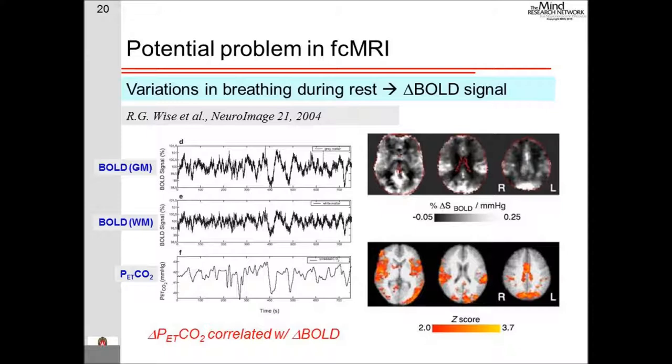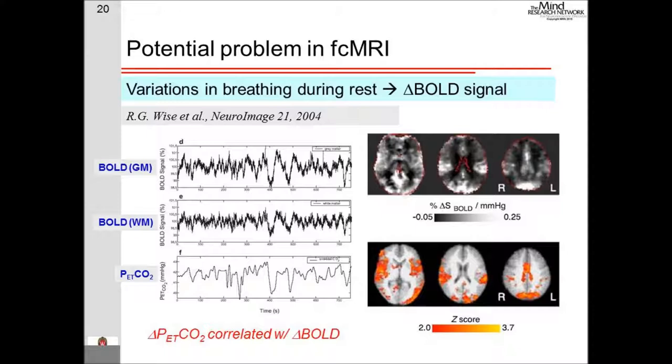This is actually some data from an earlier study from Richard Wise, where he looked at changes in end-tidal CO2. I'm going to fix that one of these days. It's always one of those slides that advances on Mac, I think. But what they looked at in this one is really interesting: they averaged the gray matter signal and white matter signal. You can see that right here. But then they also looked at the end-tidal CO2 just during rest.